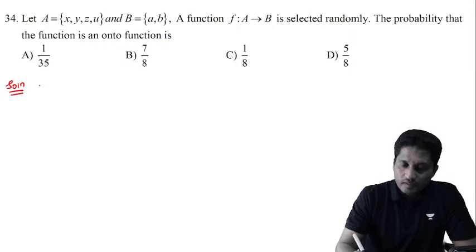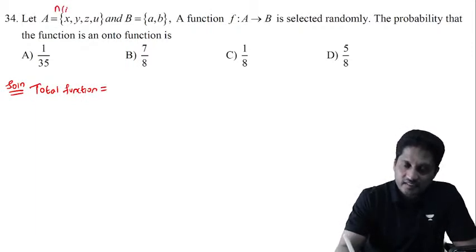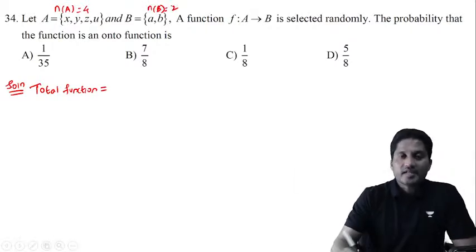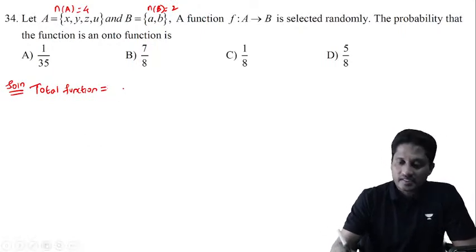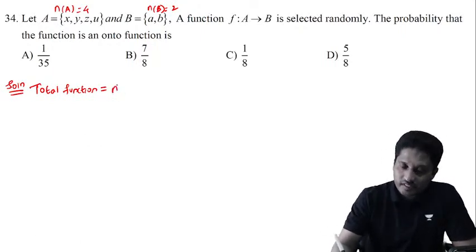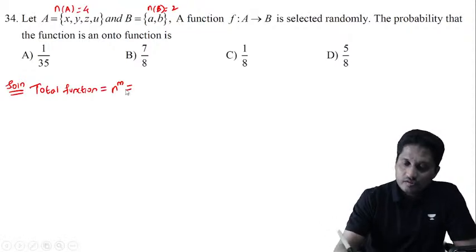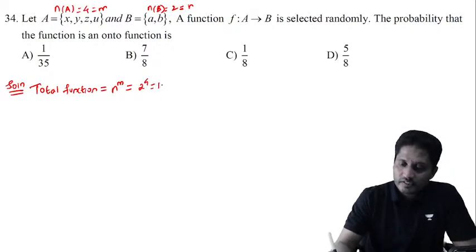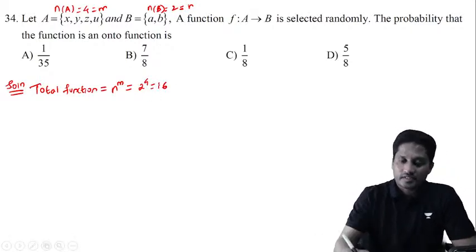Right now, total number of functions. See, set A contains how many elements? Four elements, and set B contains 2 elements. If set A contains m elements and set B contains n elements, total number of functions is n power m. So let's say this is m, this is n. Total number of functions will be equal to 2 power 4, which is equal to 16. This is the total number of functions.